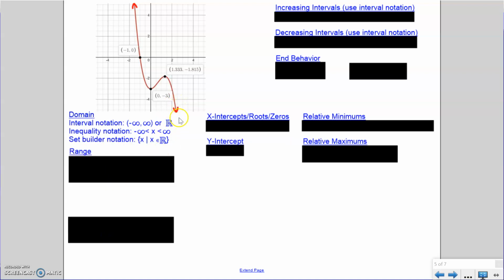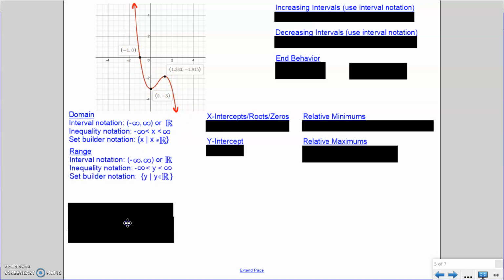Range, the bottom low to high, because it always goes least to greatest. Lowest is negative, it keeps going down forever. It keeps going up, it doesn't skip any y's, it goes up forever. So it's also all real numbers. So very similar. X-intercept, there's one at -1, 0. Y-intercept, there's one at 0, -3.